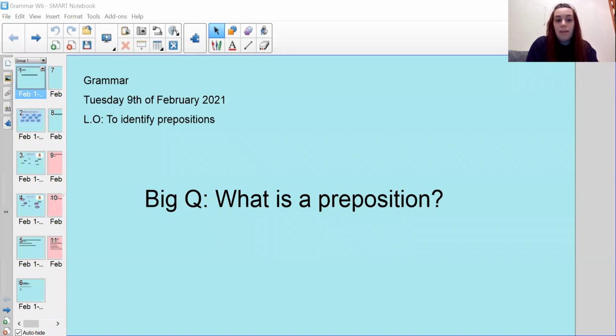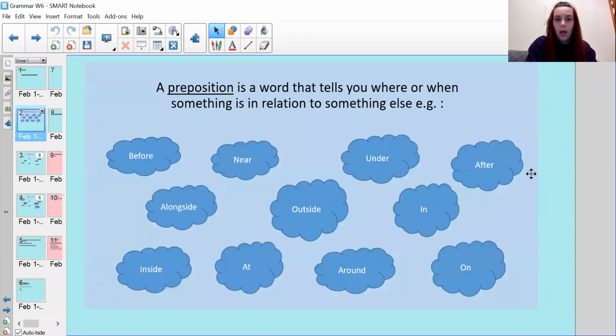So our LO is to identify prepositions, and our big question is, what is a preposition? So I'd like you to have a think about that as we go through. What is a preposition? What do you think it is? Okay, let's have a look. A preposition is a word that tells you where or when something is in relation to something else. So here are some examples. Before, near, alongside, inside, at, outside, under, in, after, around, and on. So all of these words tell us where something is or when something is happening in relation to something else.